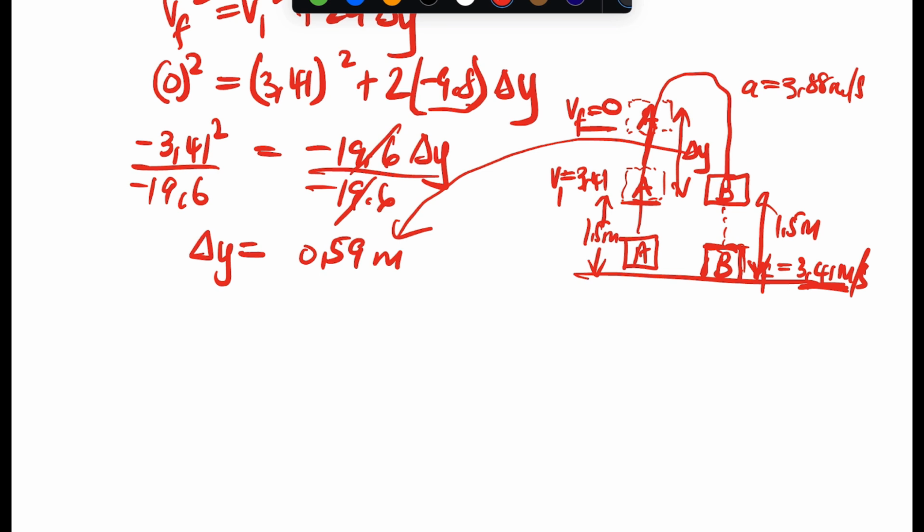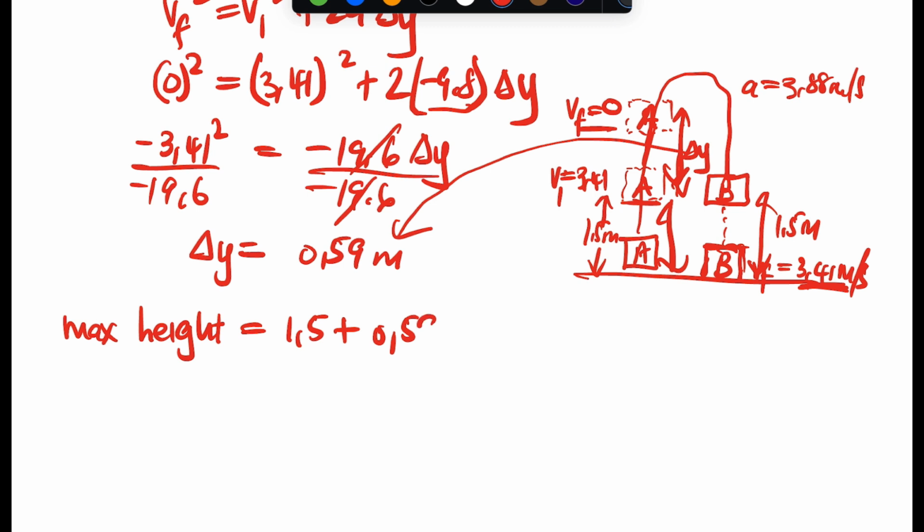So now what are we going to do? We'll find the maximum height now. The maximum height above the ground is this 1.5 plus this 0.59. So the answer will be 2.09 meters above the ground.